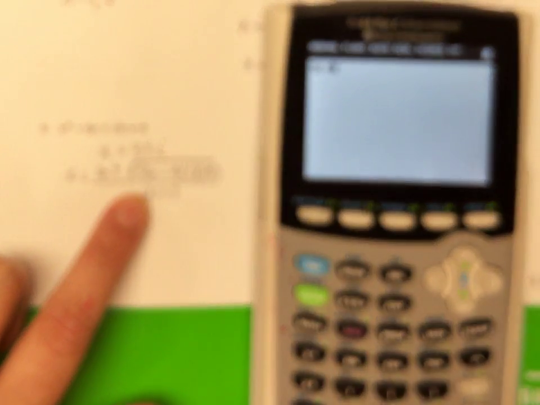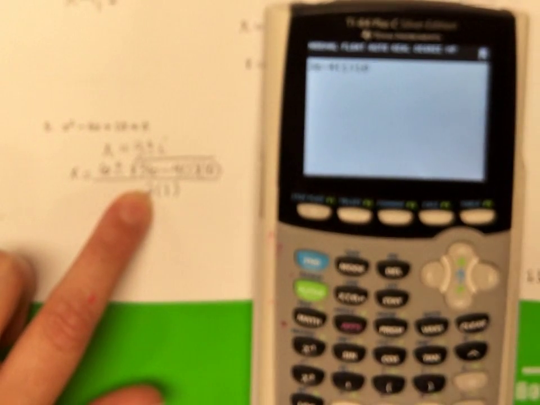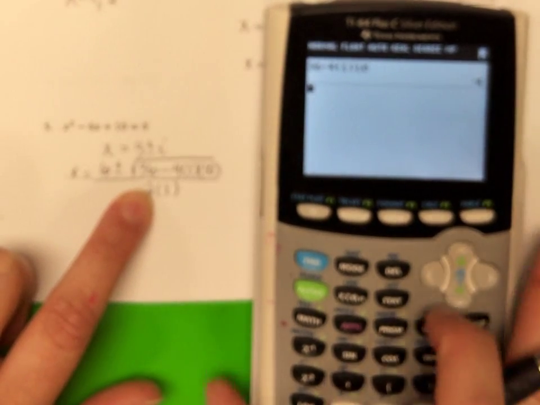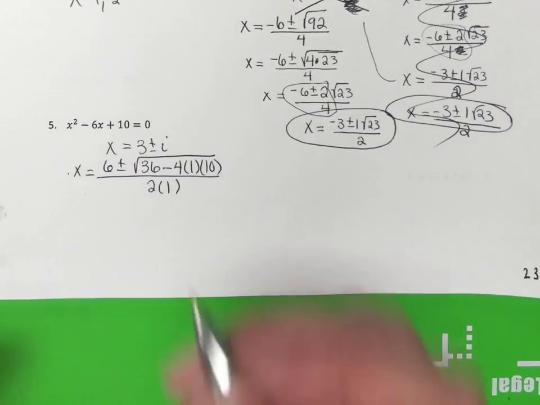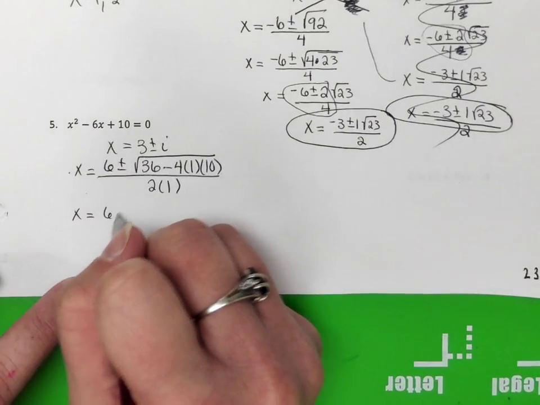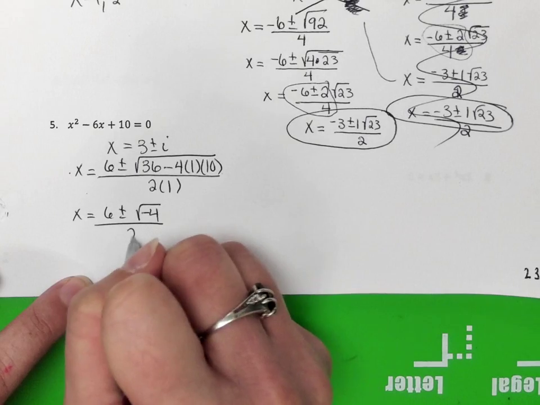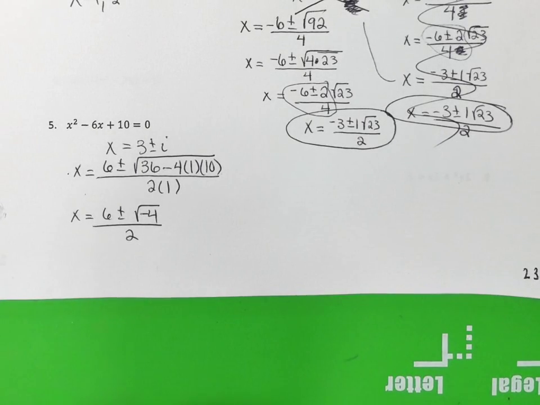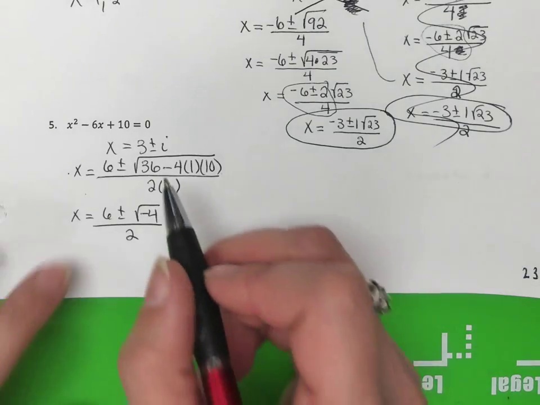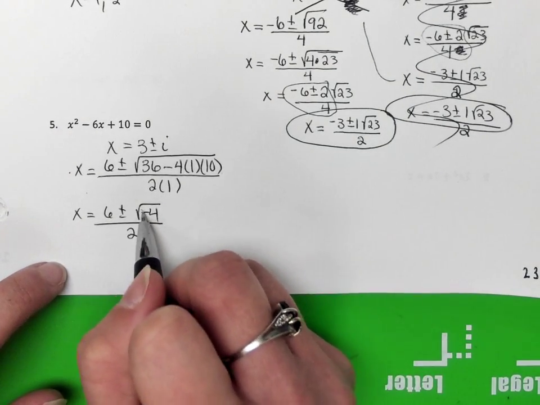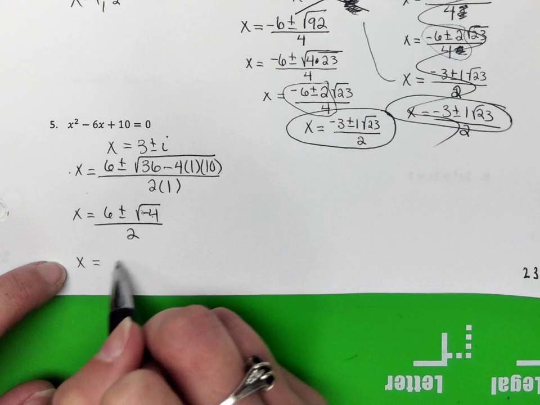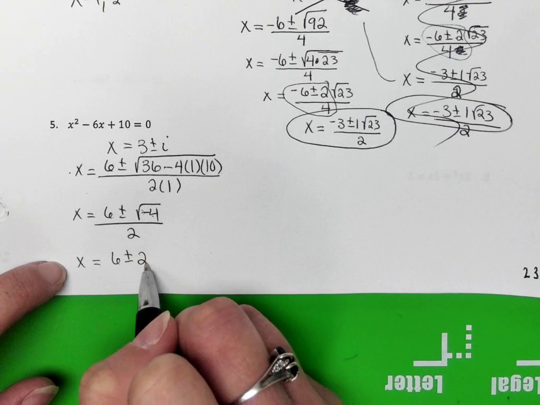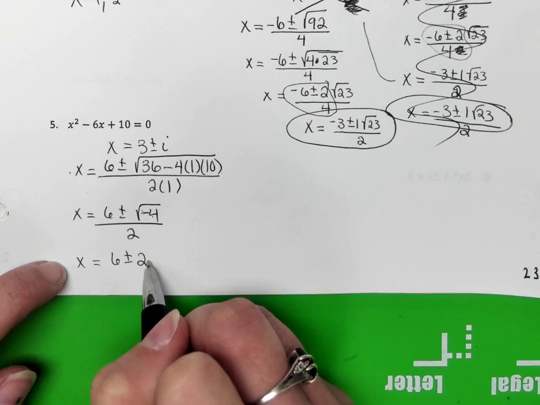Alright, so then I'm going to type in 36 minus 4 times 1 times 10, which is negative 4, right? Should I get negative 4 in the square root? Nobody did? I know half of you did because I saw your papers. Alright, so I can take the square root of negative 4. What is the square root of 4? 2. And what does that negative come out as?